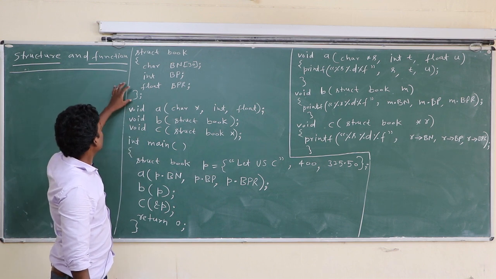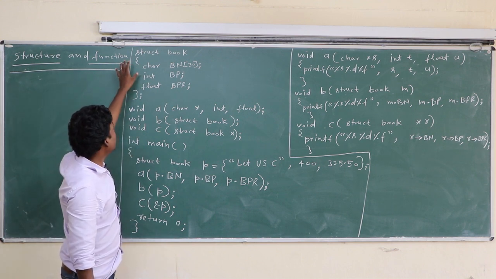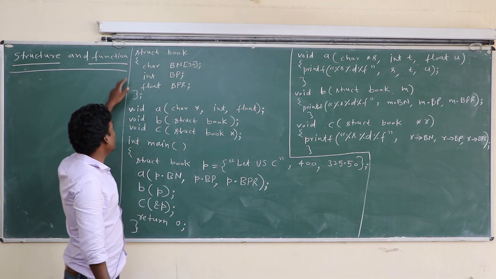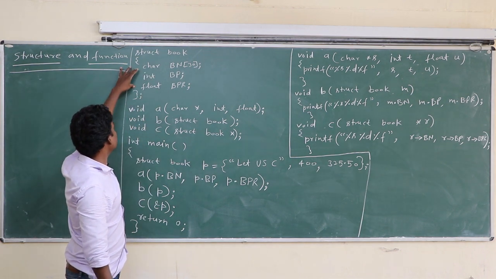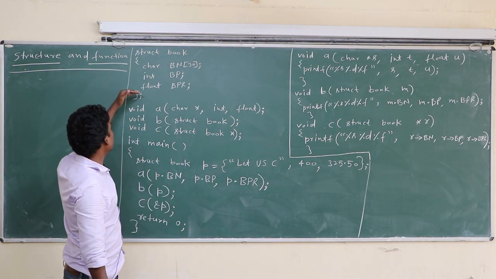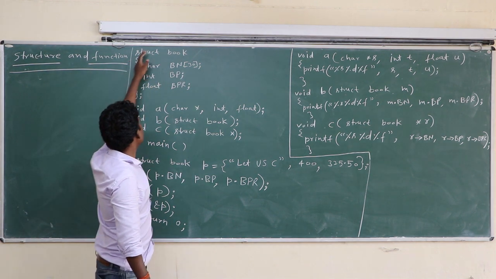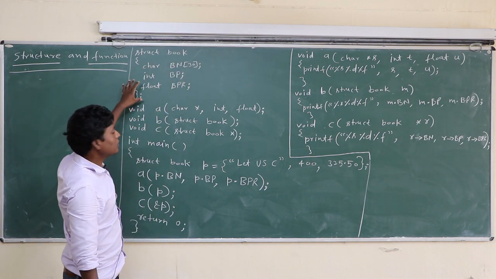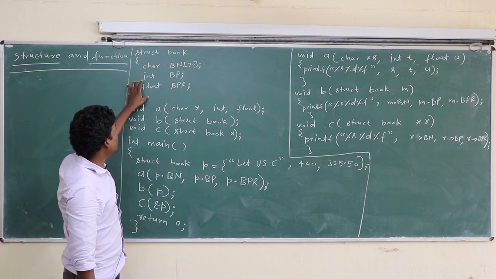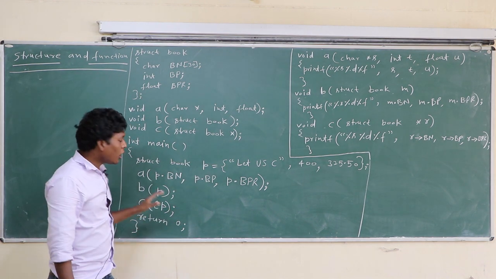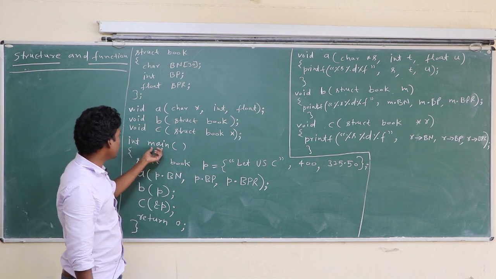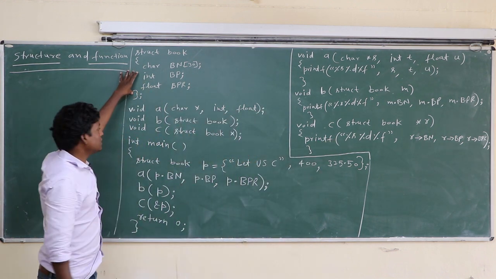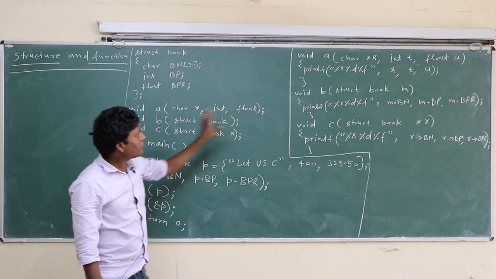Okay class, we define the structure before the main. That's why this becomes global. Once again, this structure is defined before the main. That's why this user defined structure data type is visible for all functions. For all functions here means for function main, for function A, for function B, for function C. So this structure is visible for all functions.